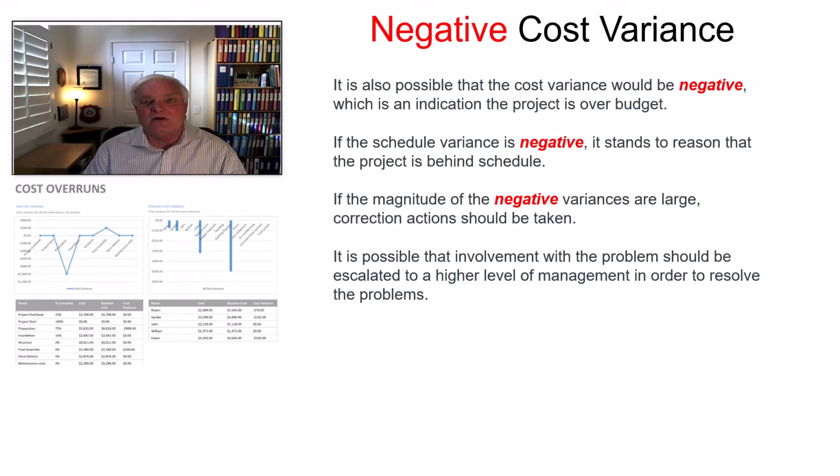From a negative cost variance, you need to understand that if the schedule variance is negative, it stands to reason that the project is behind schedule. The same thing, okay, with cost. But if the magnitude of the negative variances are large, corrective action should be taken.